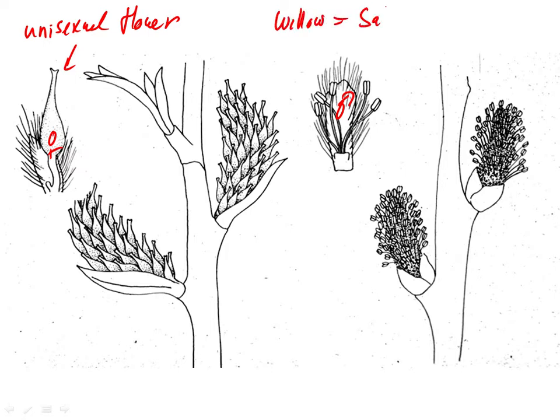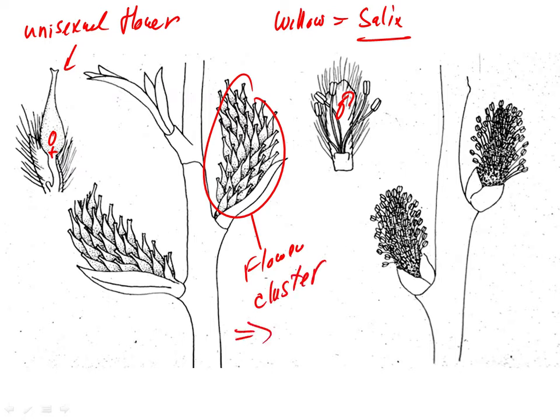The genus name is Salix. And really what I want to talk about here is that these unisexual flowers are arranged in clusters. So here is a flower cluster. And the technical name for a flower cluster is an inflorescence. So not only unisexual flowers, but all flowers can be arranged in clusters. And the technical name is inflorescence. The definition for an inflorescence is very simple, unlike the definition for a flower. An inflorescence is just a modified shoot system that serves for the formation of flowers.